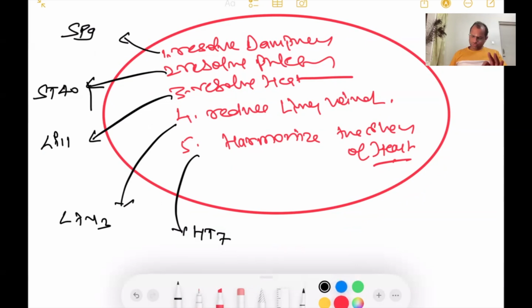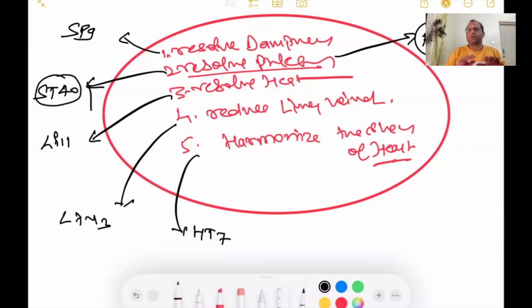The concept number 2, we are resolving the flame. We are resolving the dampness. Stomach 40 is a very good point, but pericardium 5 is also a very good point if we want to resolve the flame from the heart area, from the chest area. Stomach 40 is for overall, but pericardium 5 is a special point if we want to resolve the flame from the heart and bring calmness in the heart.